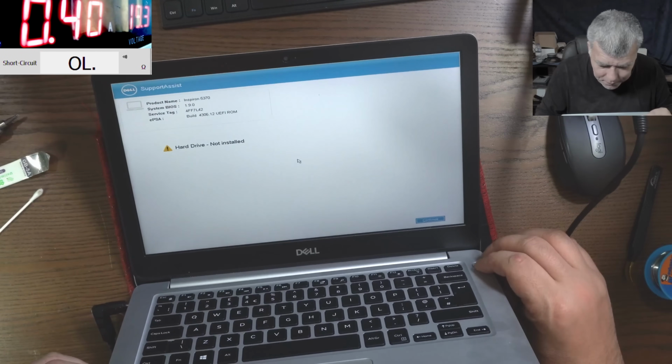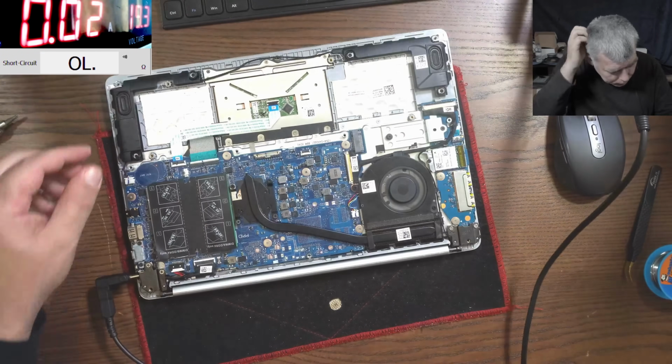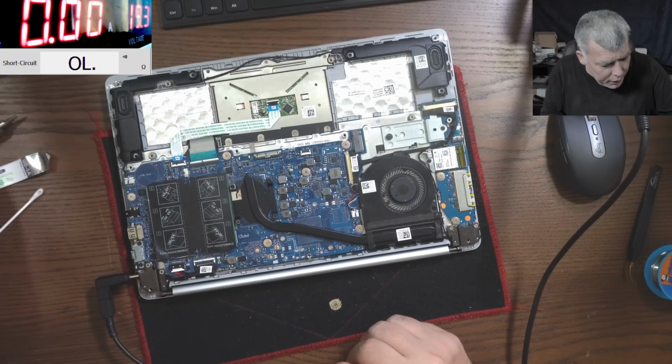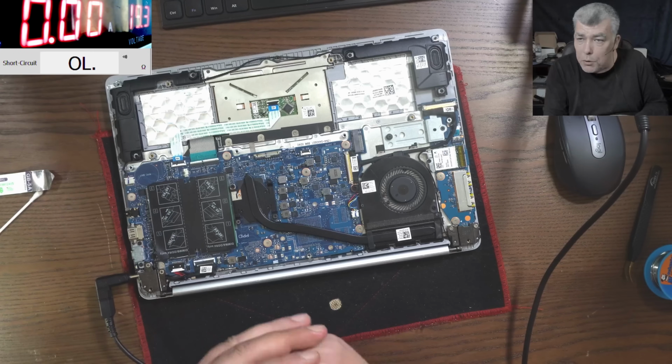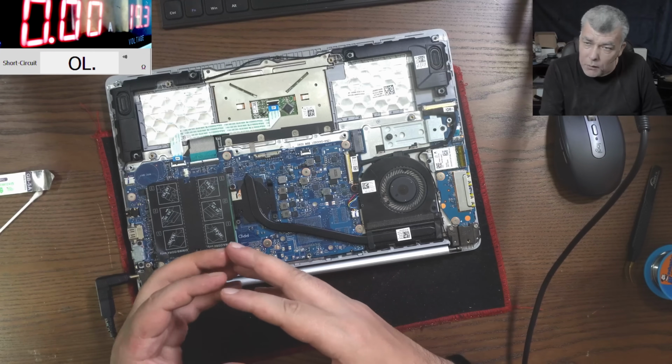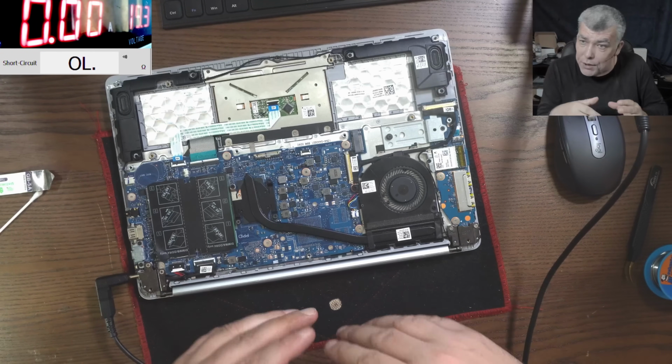Okay? Fantastic. So the idea on the backlight repairs is to be sure you have your main power rail going to the screen and actually reaching the screen.